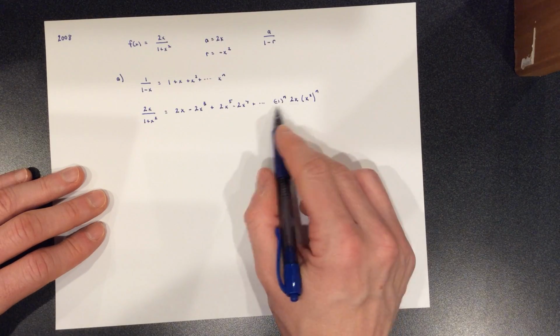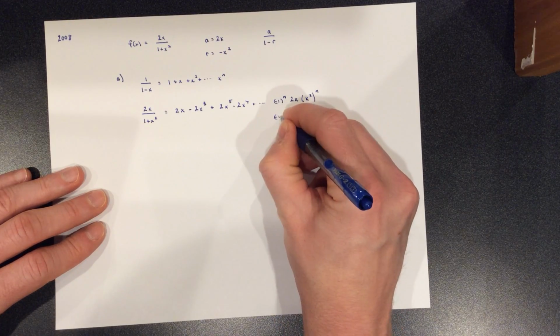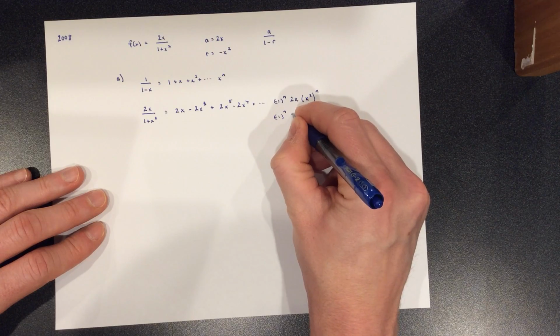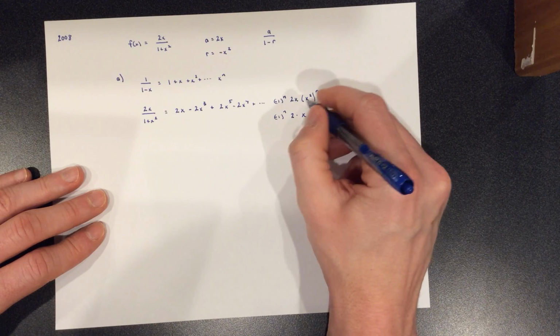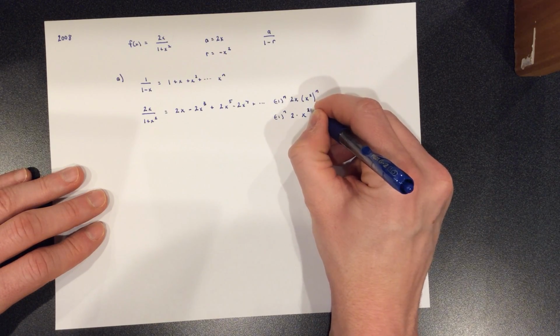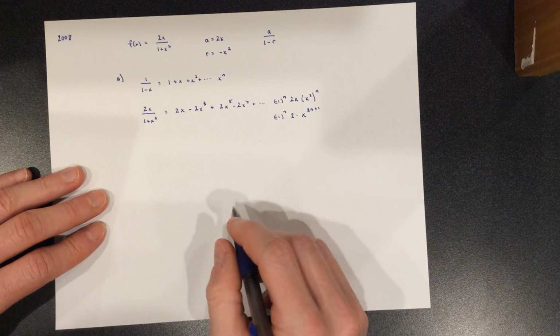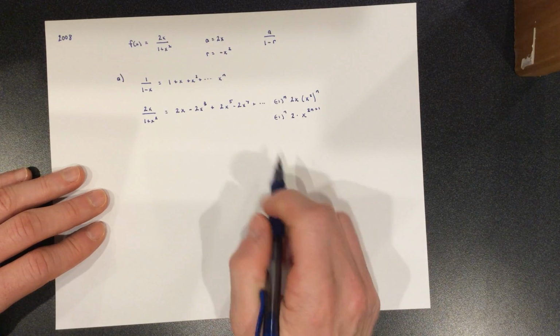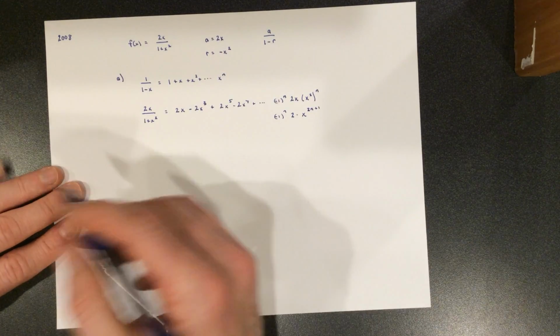Now there's a variety of ways to write this. You can leave the 2 alone and put the x in, x to the 2n plus 1. You could do that. That's what they do in the key. I don't know if it's necessary. I kind of like this. But that's part A.